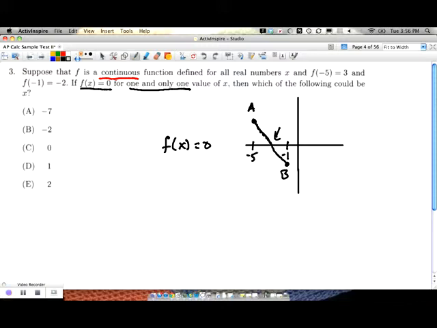Well, notice that maybe it goes down and comes back up and hits it later. Well, it's not doing that. It's saying that it only crosses once, and if it only crosses once, it has to cross right here between negative 5 and 1. Between negative 5 and 1 is the key, because only one out of all of these lies between negative 5 and 1. It's B. A, C, D, and E are all outside of that interval. Therefore, they don't apply.